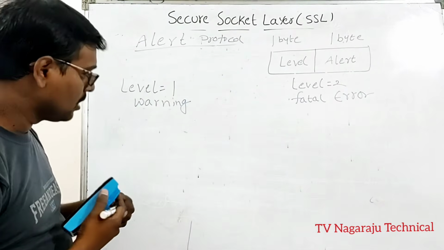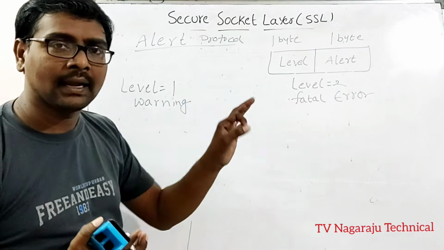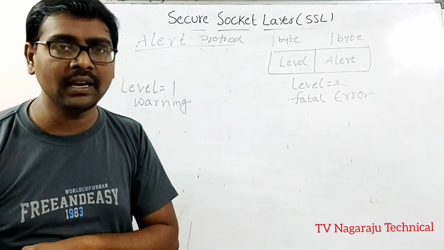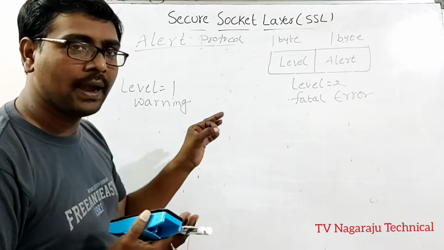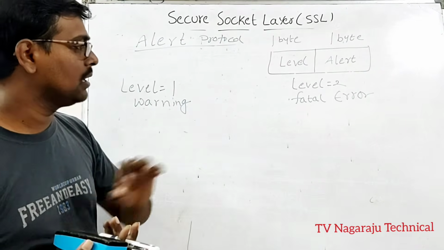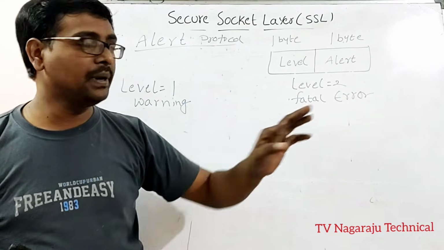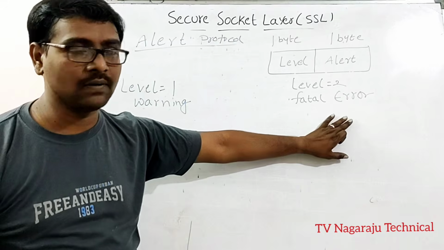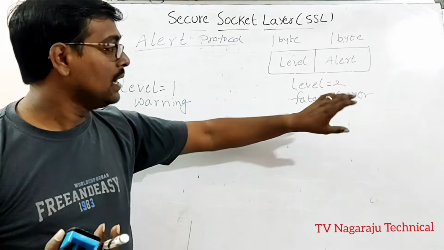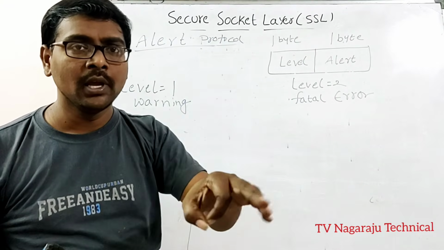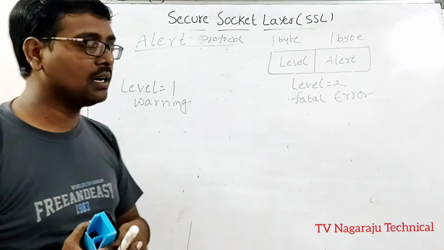What is the difference? Warning: if you have a warning, there is no impact on the connection between the sender and receiver. Fatal error simply breaks the connection between the sender and the receiver. It is not possible to resume. If you want, you can restart the connection freshly.